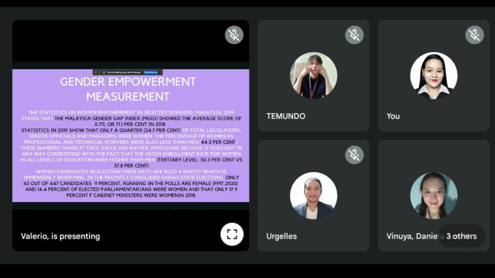Empowerment means that people are enabled to take more control over their lives.